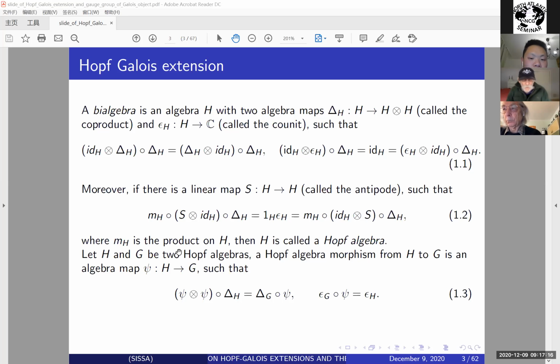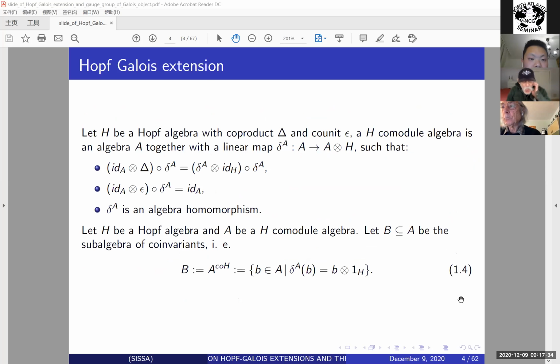And given two Hopf algebras, H and G, a Hopf algebra morphism from H to G is an algebra map φ from H to G. And moreover, this φ should also be a coalgebra map in the sense of 1.3.